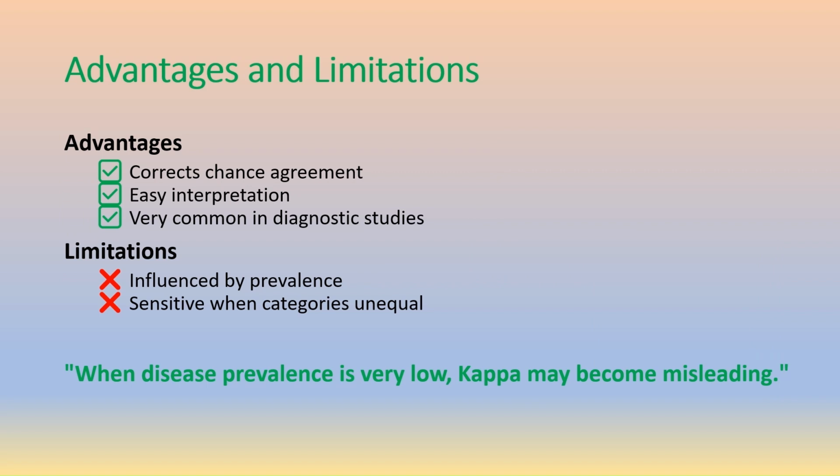Advantages and limitations. Advantages: corrects chance agreement, easy interpretation, very common in diagnostic studies. Limitations: influenced by prevalence, sensitive when categories are unequal. When disease prevalence is very low, Kappa may become misleading.